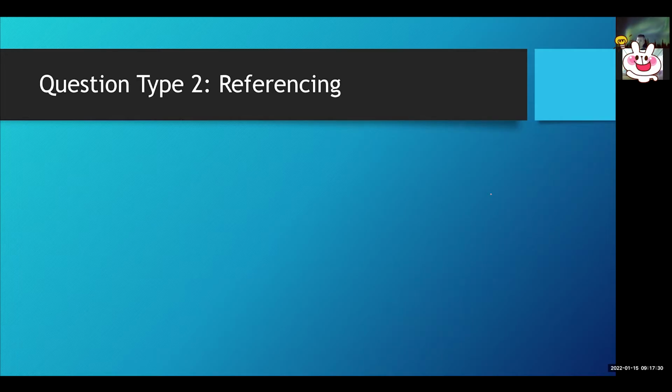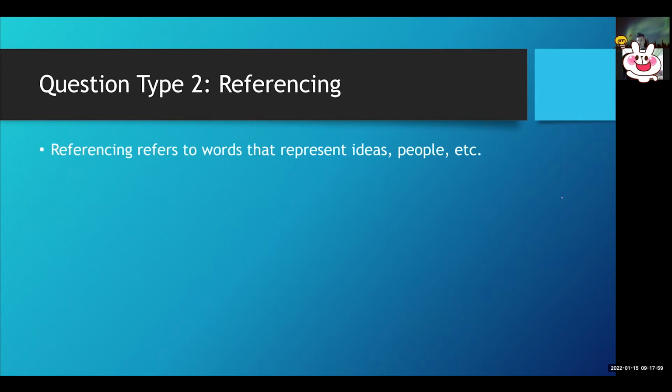Okay, second type of comprehension question is about referencing. When you say referencing, you understand it as using a word to reference something else. It could be a person, an idea, whatever it is. This is called referencing. Referencing refers to words that represent ideas or people, etc. Usually, not always, pronouns are used.